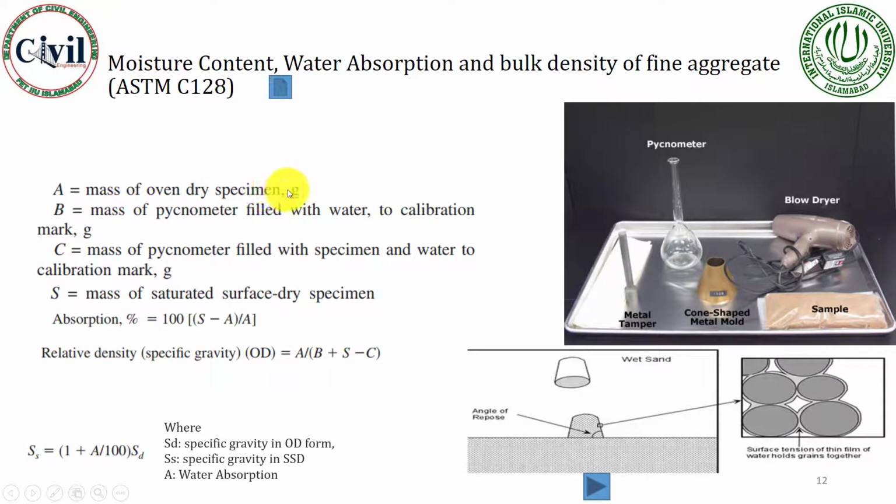So this was a brief experiment that you can conduct to get the overnight weight. After 24 hours, you will get the overnight weight by the formula of SSD weight minus overnight weight divided by overnight weight, and multiplied by 100 to get a percentage. C is the mass of pycnometer, water and sand sample. S is the saturated surface dry condition fine aggregate. This formula would be used to calculate the specific gravity.